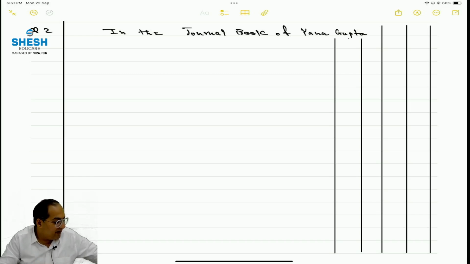Then received cash from Miss Slim. Cash account is a real account. Miss Slim's account is a personal account. Paid to Miss Ugly. What have you paid? Hawa, pani? No, cash. So cash account is a real account and Miss Ugly's account is a personal account.